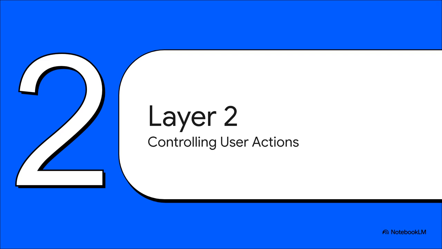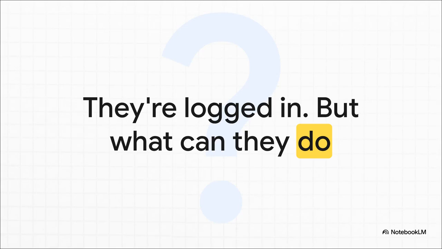All right, let's peel back that next layer of the security onion. We've authenticated our user. We know who they are. But now we have to control what they can actually do. This is where we move from authentication to authorization, and it's a huge step. And this question right here gets to the heart of it all.